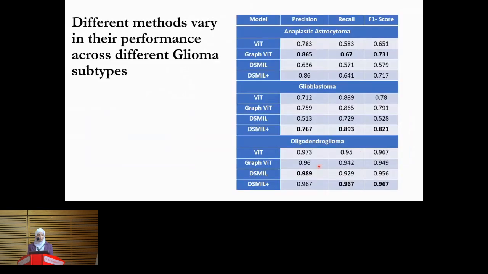One thing that was interesting is that when we looked at the various model performances, this can vary according to the subtype. For example, for the astrocytoma, graph ViT outperforms the others, but for glioblastoma, DSMIL plus outperformed the others. And this suggests that these different models can be better at discovering some signatures versus other signatures, and maybe there is an advantage in combining them.